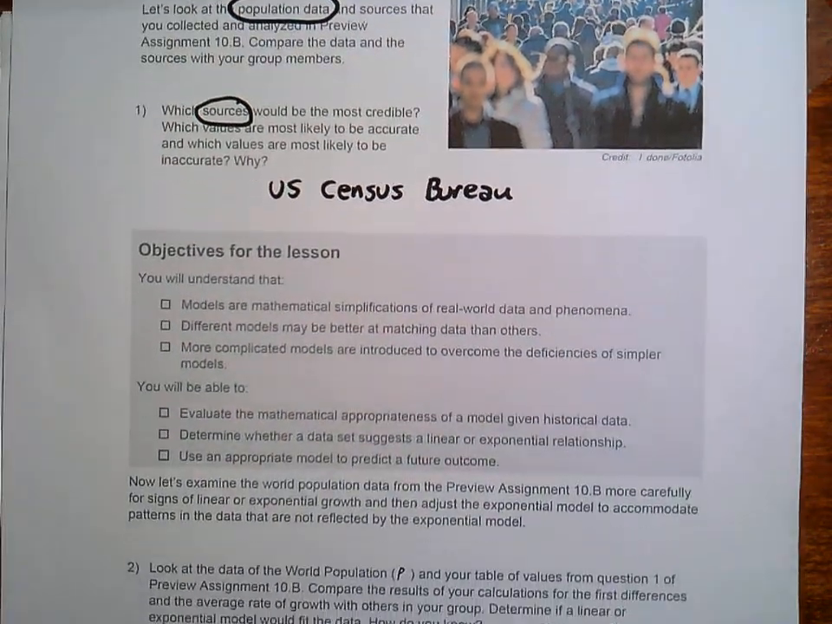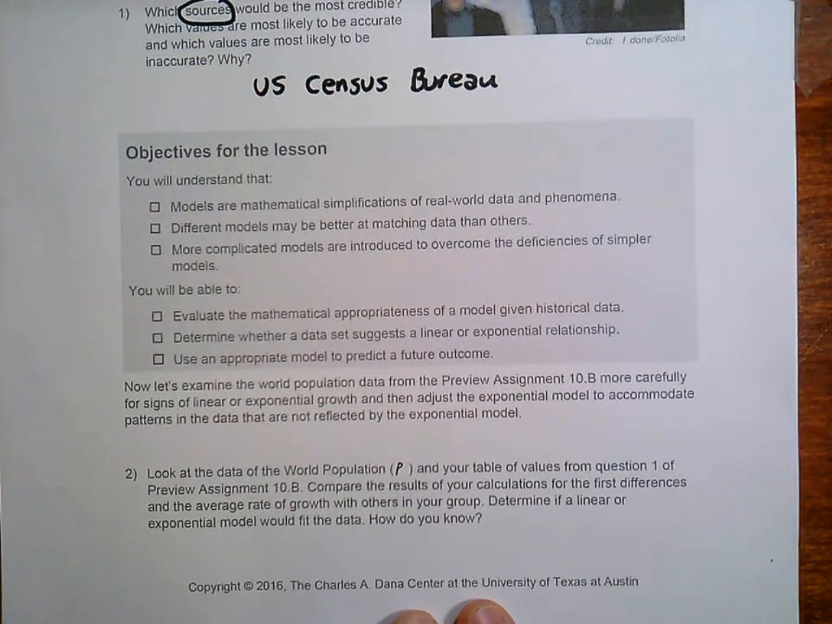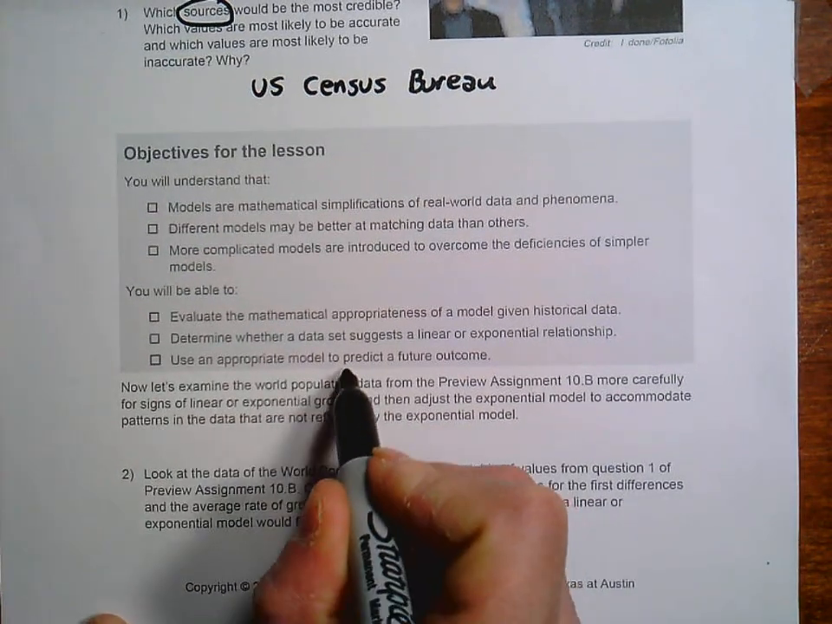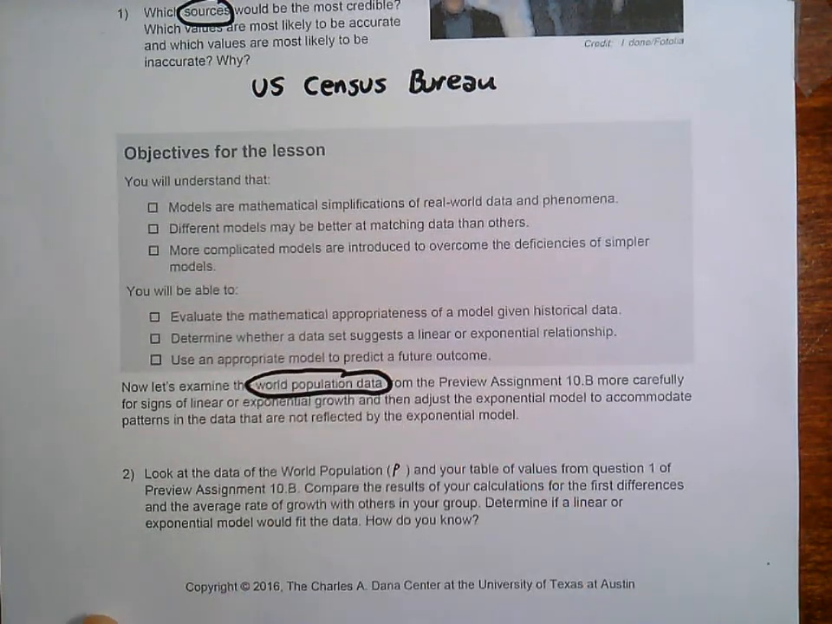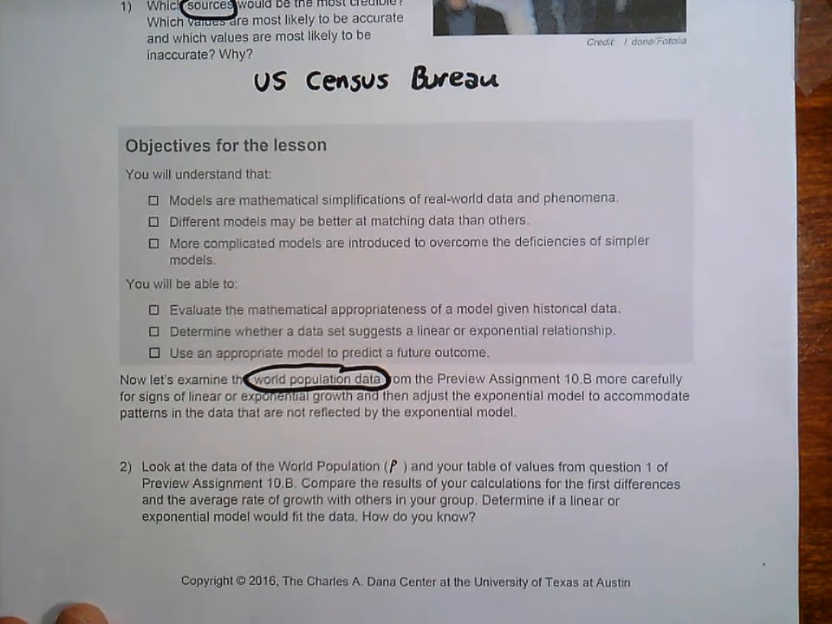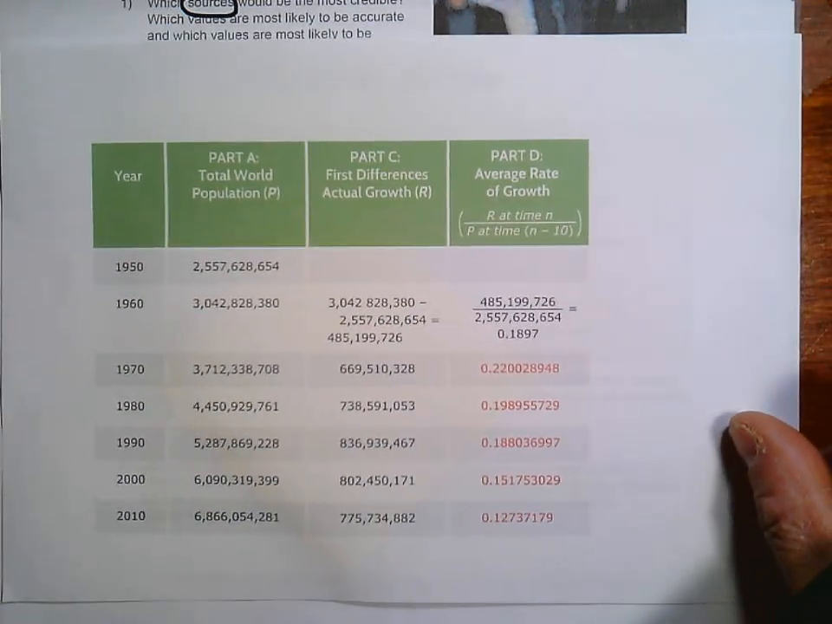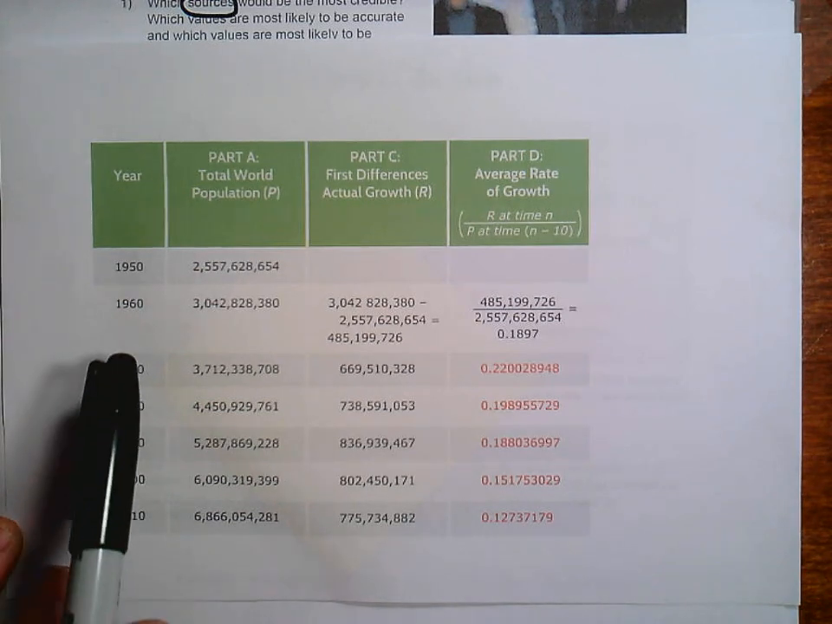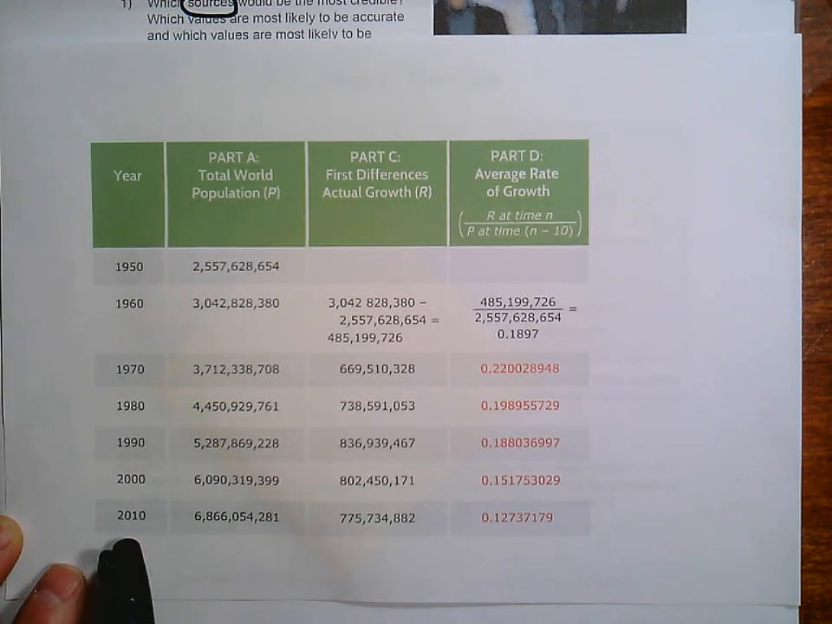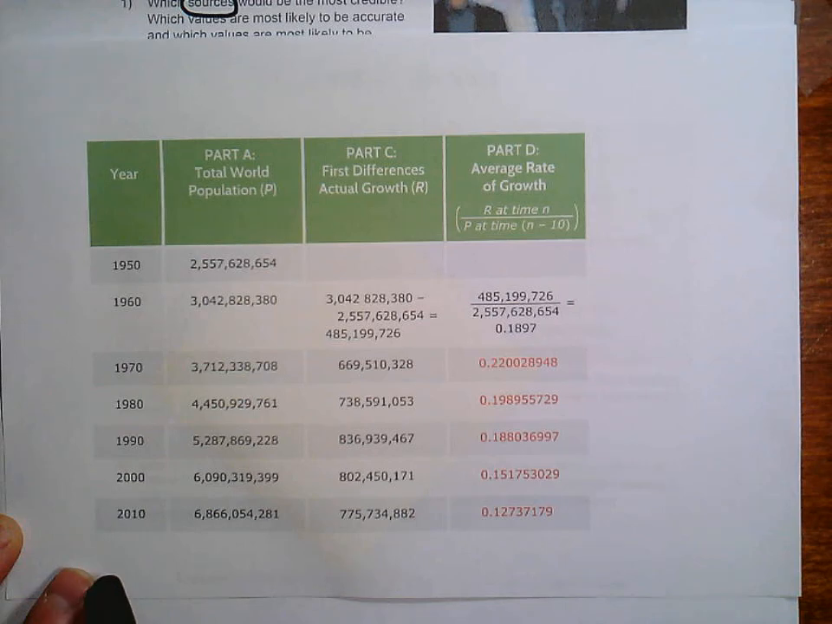So let's look at what we're going to do for the rest of the lesson now. We're going to look at the world population data, and we'll take a look at question 2 here. Normally we would do this in groups. I'm going to pull the data that we had from the preview lesson. It looked like this here. This is data from 1950 all the way to 2010. We could most likely soon get the 2020 data.